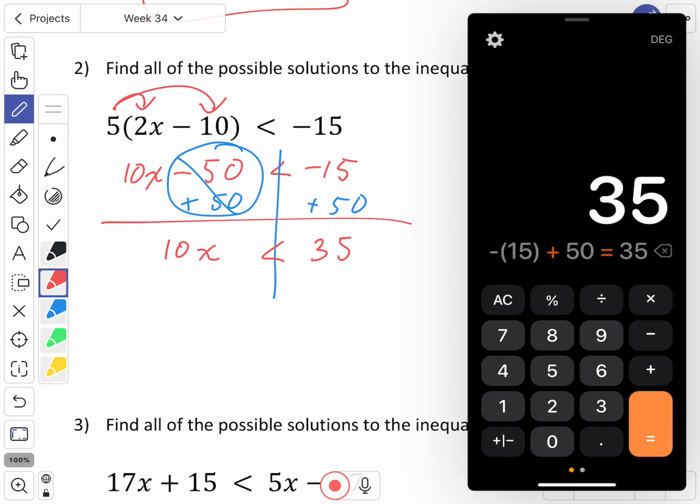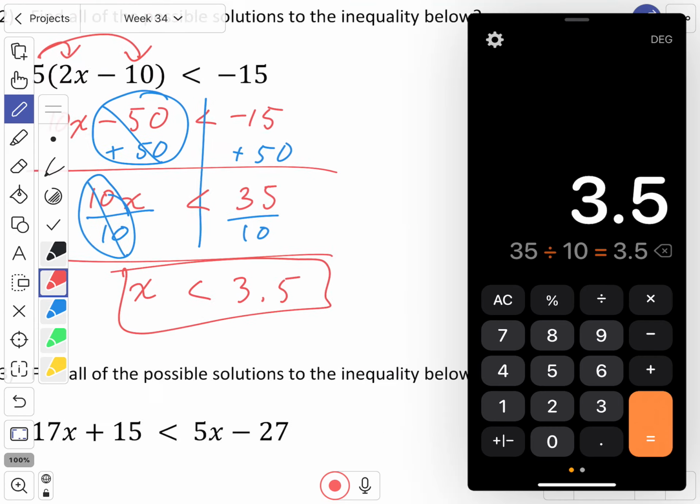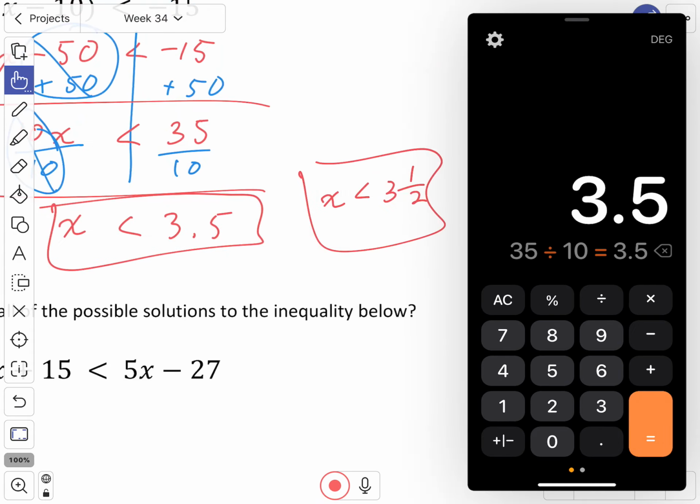And now I need to get rid of the 10 by dividing by 10 on both sides. So my times 10 divided by 10 cancel out, leaving me with x is less than, and so I'm going to do 35 divided by 10, and that's going to give me 3.5. Okay, this could also be seen as x is less than 3 1/2 on your assignment for today. And then let's do the last one.